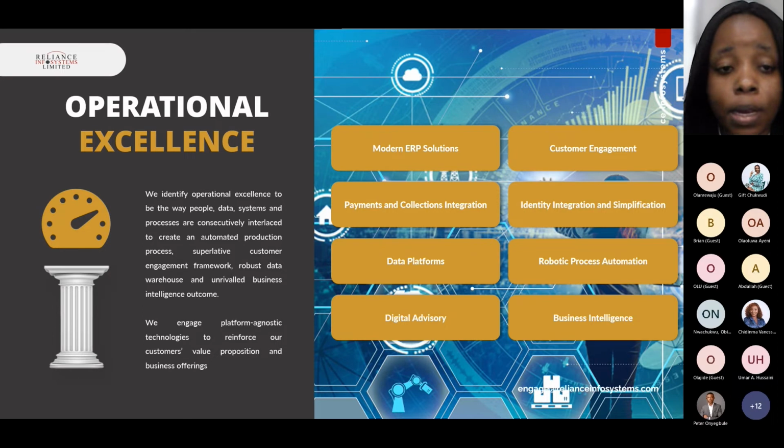Under this pillar, we talk about how people connect with data, systems, and processes to deliver exceptional business outcomes. We have certain solutions that help us achieve this. We have the modern ERP solutions, the data platform, robotic process automation, business intelligence, and the customer engagement solution.